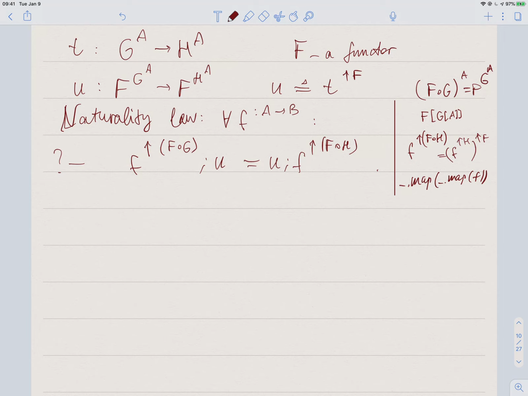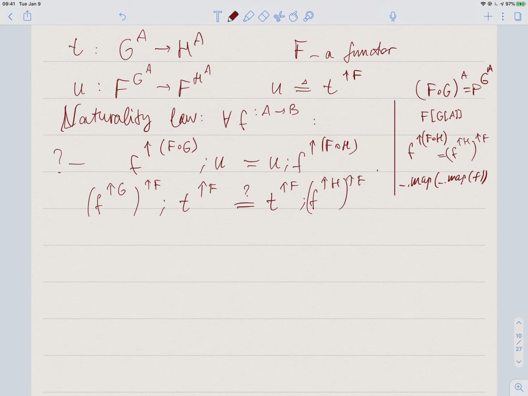So let's substitute this over here. So we have f lifted to g and then lifted to f, and then we have u. So I have written this. Now I'm writing u. U is t lifted to f, and this must be equal. We don't know, but we should prove that it is equal to u, which is t raised to f, and then f lifted to h lifted to f.